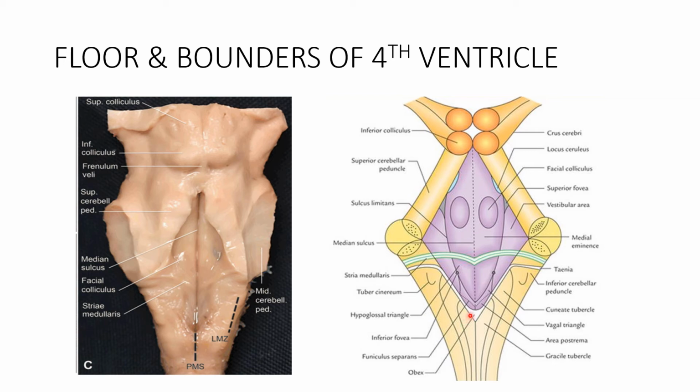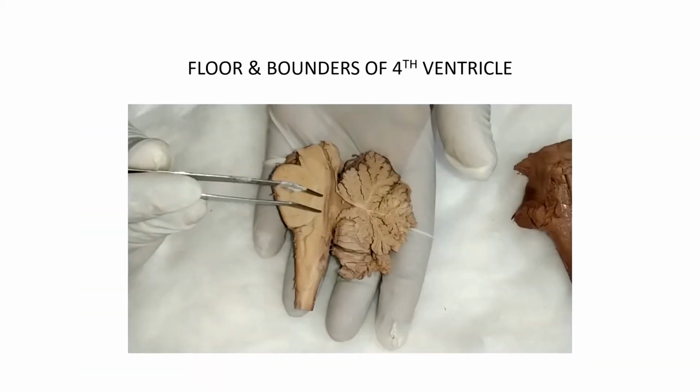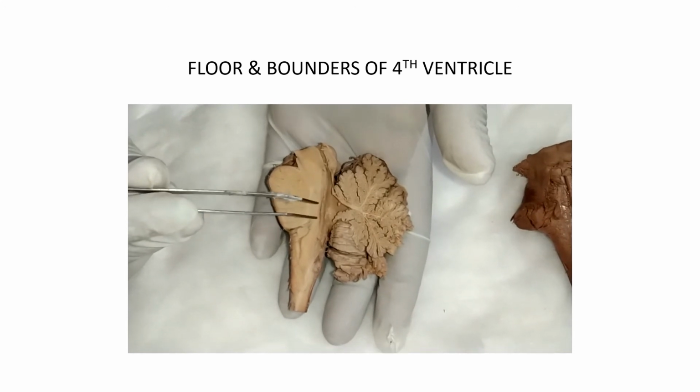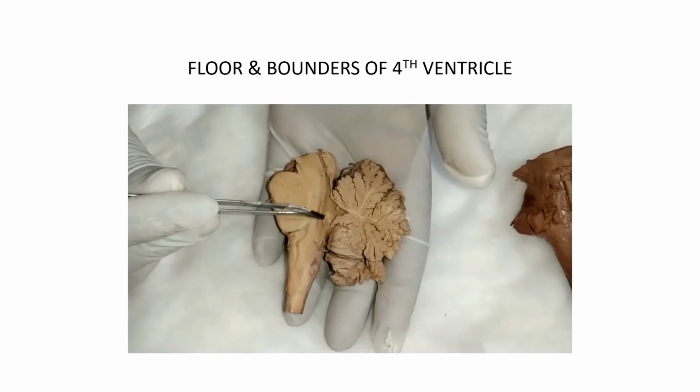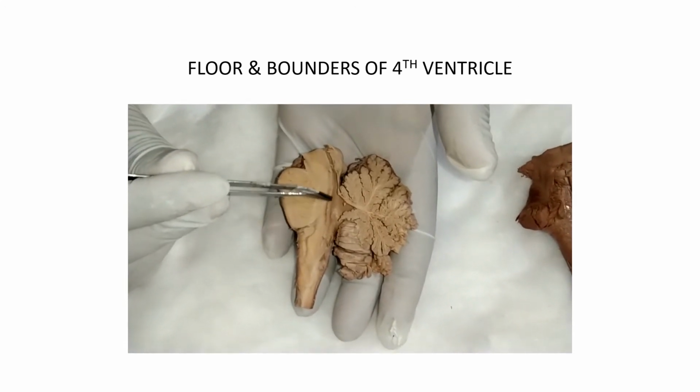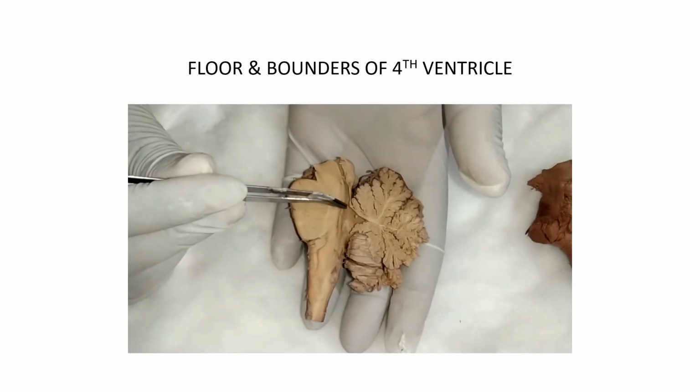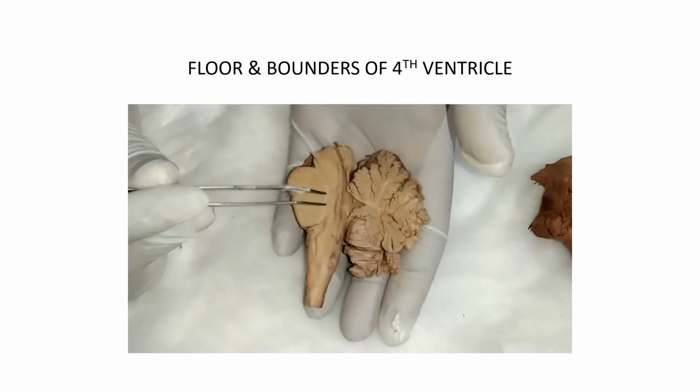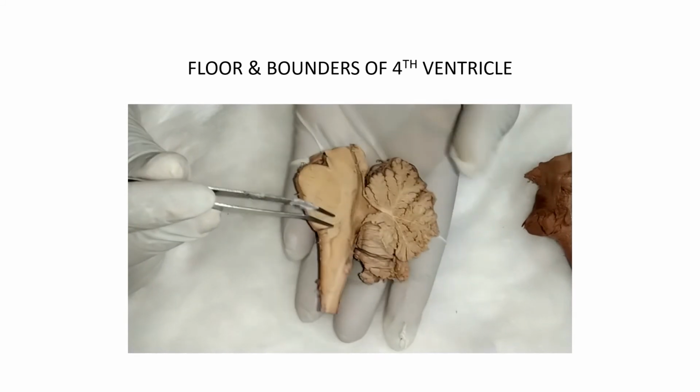So this is about the floor and the boundary, and we can also appreciate these features in the specimen of the floor of the fourth ventricle. Now move to the floor and the boundary. So this is the floor of the fourth ventricle, also called the ventral wall, and the boundary and the lateral boundary. Now you can see another specimen.